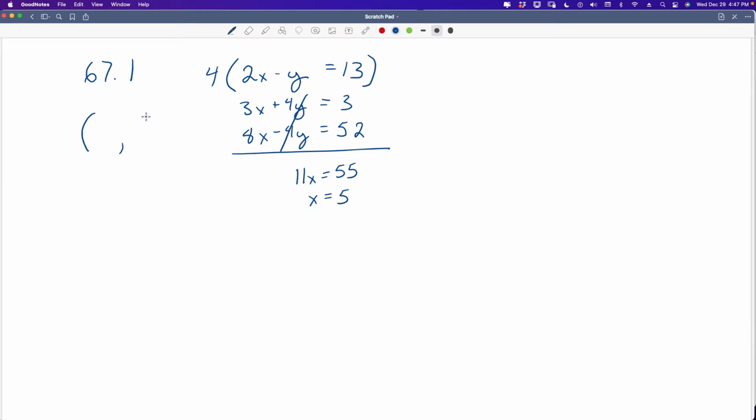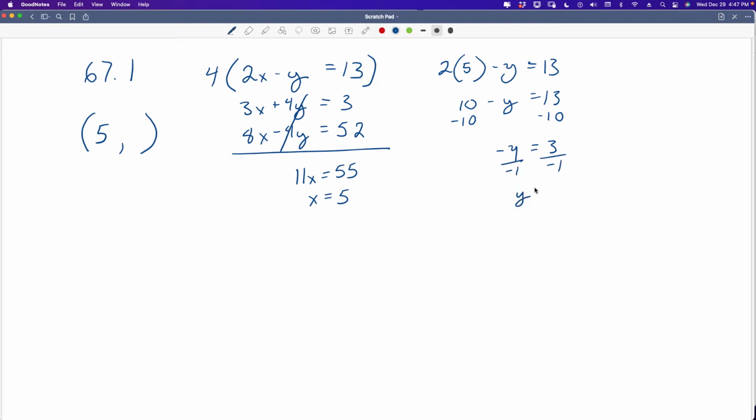So we write our answer here in our ordered pair. That's the value of x. Now we take this and we sub it in to find the value of y. I'm going to use the smallest form, the smallest numbers, so that it's easier to solve. So 2 times the value of x, which was 5, minus y equals 13. That's 10 minus y equals 13. 10 subtracted from both sides leaves me negative y is equal to 3. If I divide both sides by negative 1, then I get that y is equal to negative 3. And that would be my answer there. Y is negative 3.